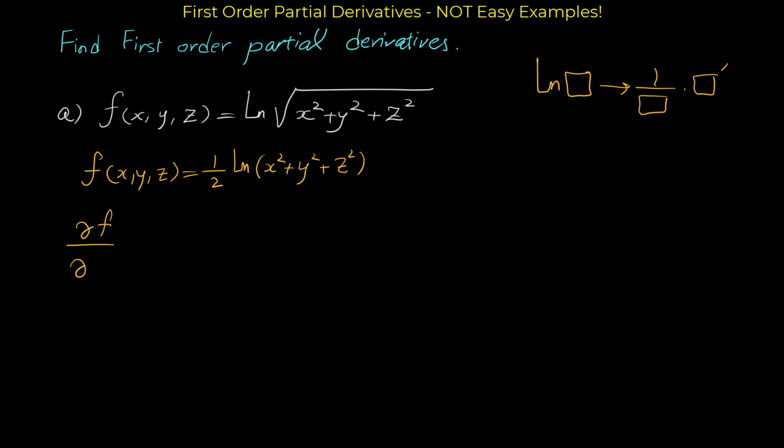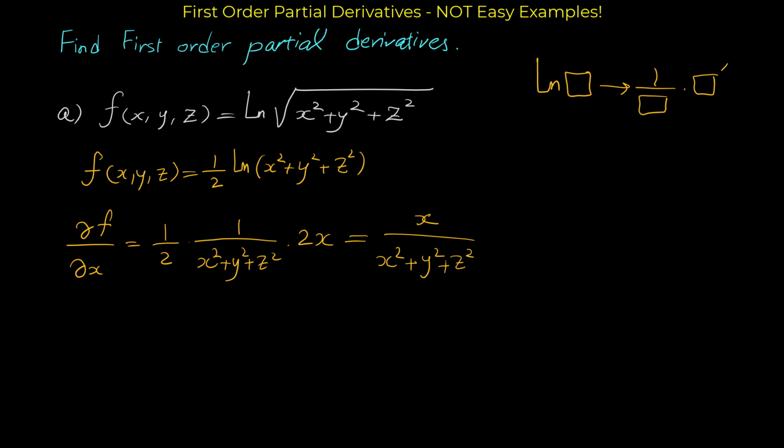Partial derivative of f with respect to x. For finding the partial derivative with respect to x, 1/2 is the coefficient. The derivative of ln is 1 over the expression times the derivative of the inside. What is the derivative of x^2 plus y^2 plus z^2 with respect to x? Only to x, because the variable is x and the others are constant. The derivative of y^2 and z^2 with respect to x is 0, so times 2x. The 2 from the numerator cancels with the 2 in the denominator, so the answer is x over x^2 plus y^2 plus z^2.